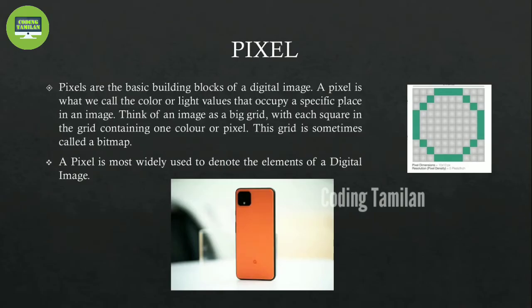A pixel simply denotes the elements of a digital image. When we go to a shop to buy a mobile phone, we give the instruction to the shopkeeper that I need a 16 megapixel or 24 megapixel camera. This is a high pixel value because it is mega. You can understand pixels as resolution. So more or less, resolution and pixels look the same.